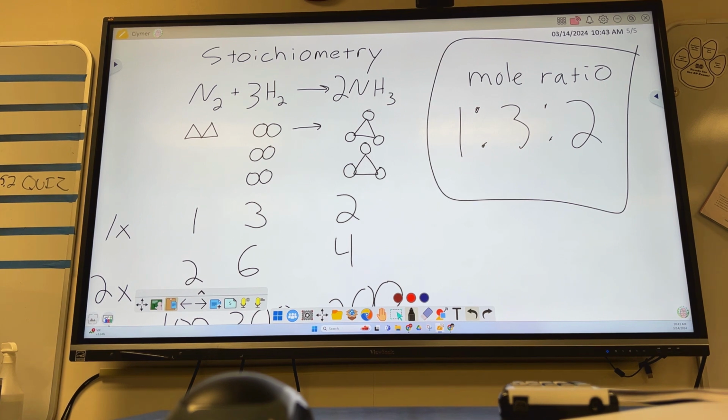What are the coefficients? 1A. We literally just did this. 1 for nitrogen, 3 for hydrogen, 2 for ammonia. Draw particle models below to illustrate the reaction. You just did that as well. Boy, chemistry is so easy, right? Right.